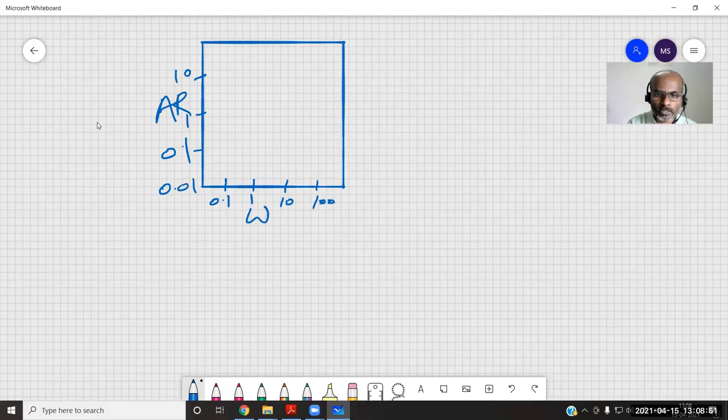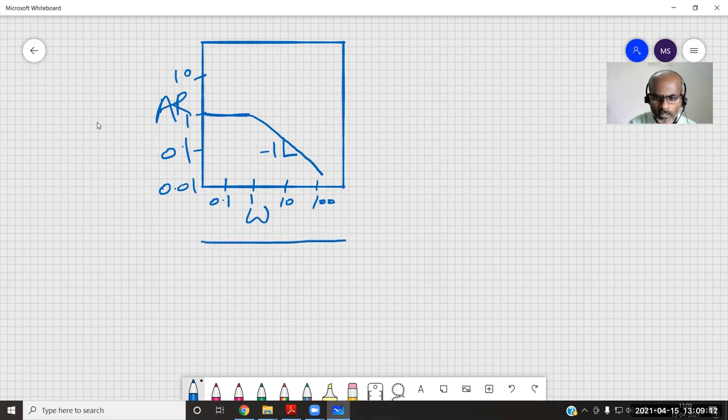For a first order system, till the value of tau omega equal to 1, we have a horizontal line. After that, it has a slope of -1. This is the Bode plot for a first order system.